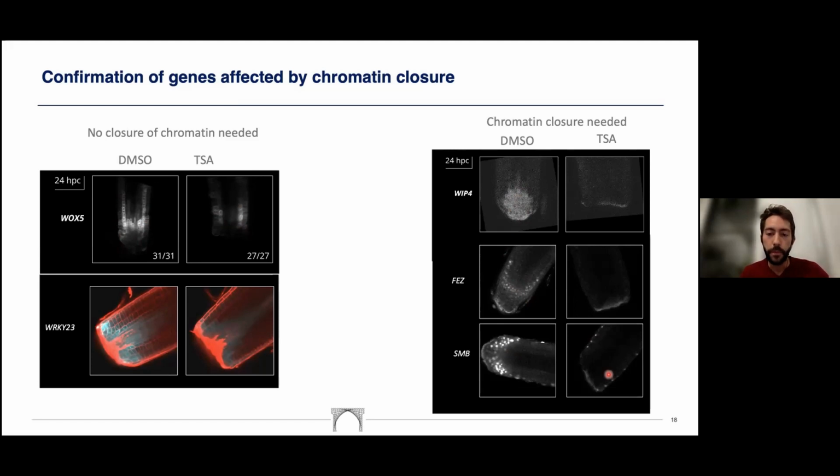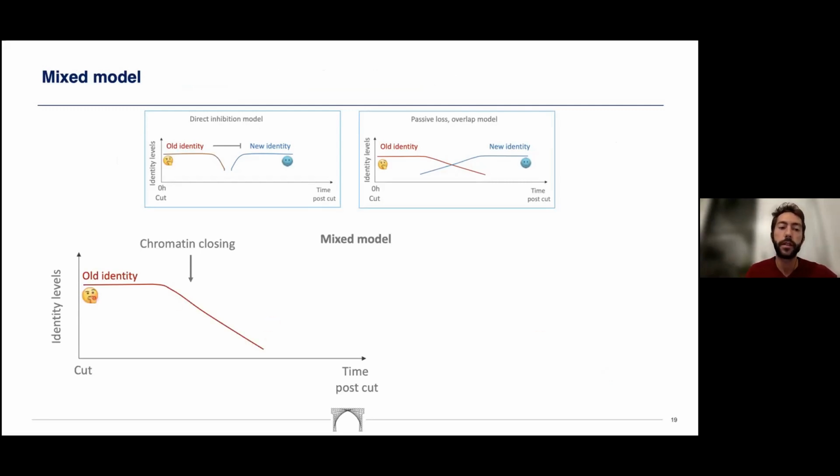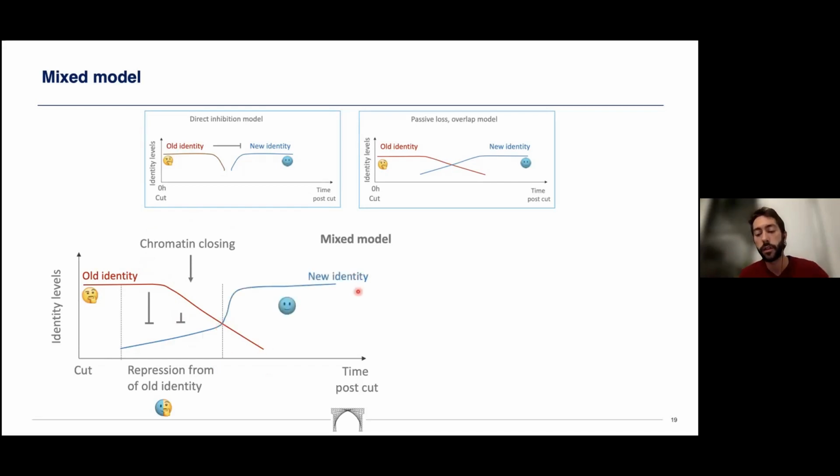So from that, we ended up with kind of a mixed model from the question we raised. And we think that this loss of old identity is partially mediated by chromatin closing. And at the same time, it still allows a new identity to arise. However, you need to lose enough old identity. There is kind of a partial repression of the old identity by the new one, and you need to lose enough to be able to fully differentiate and get a new identity.